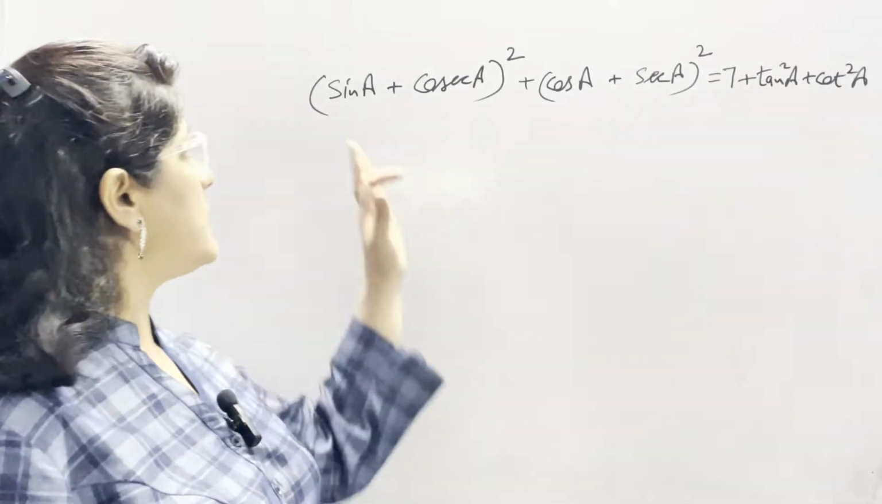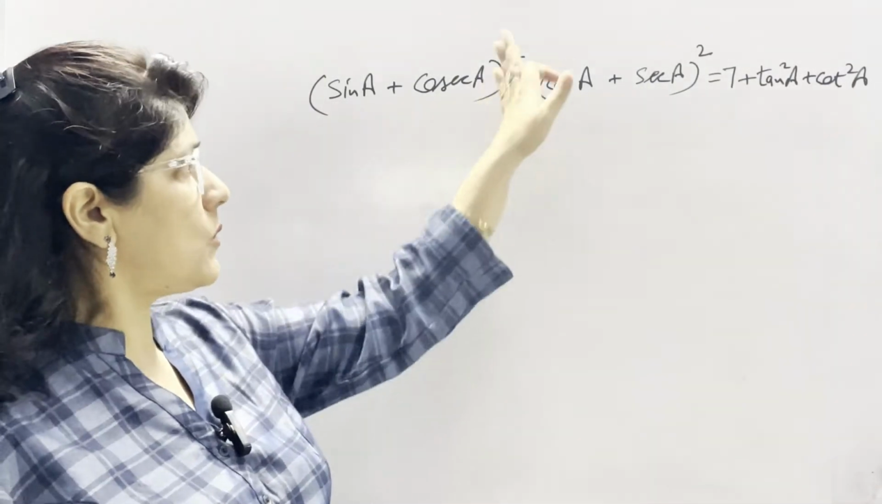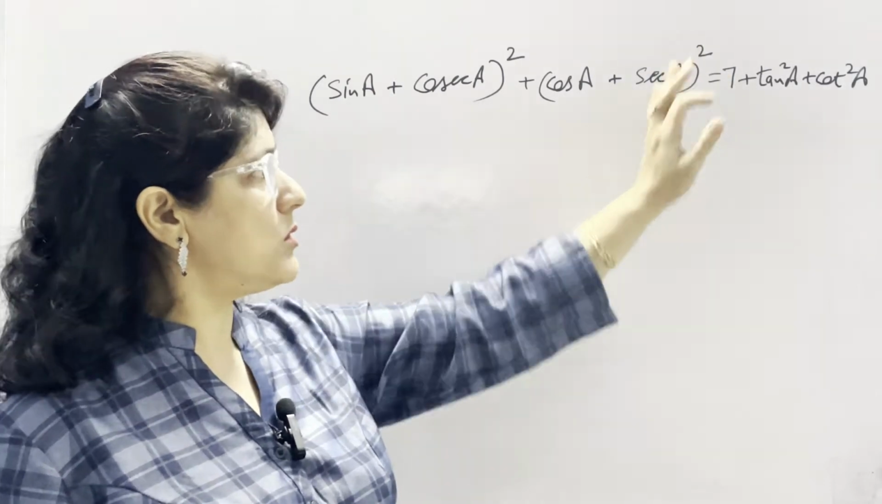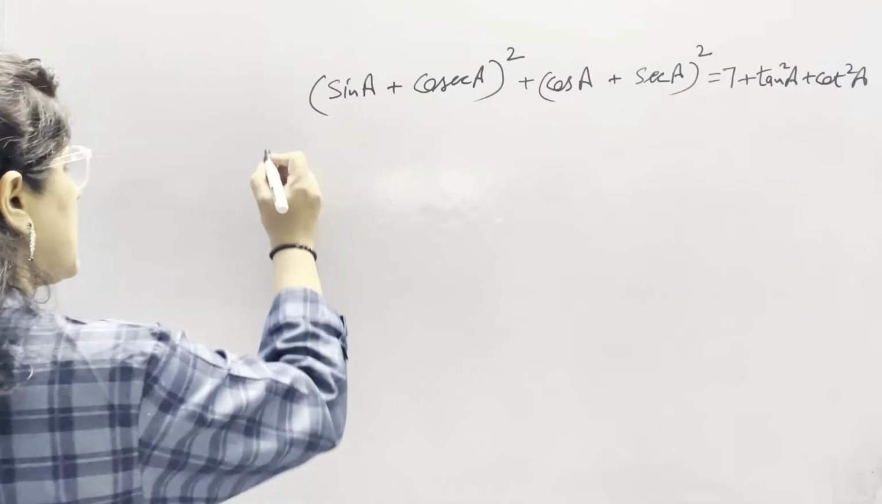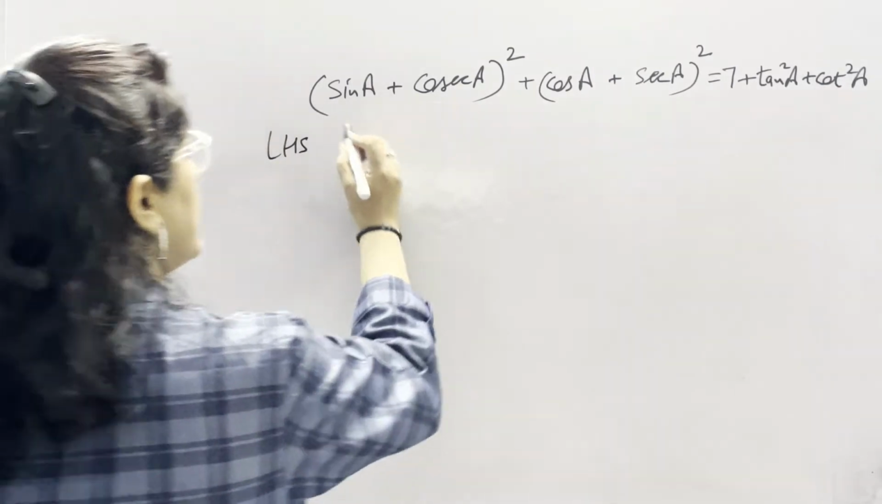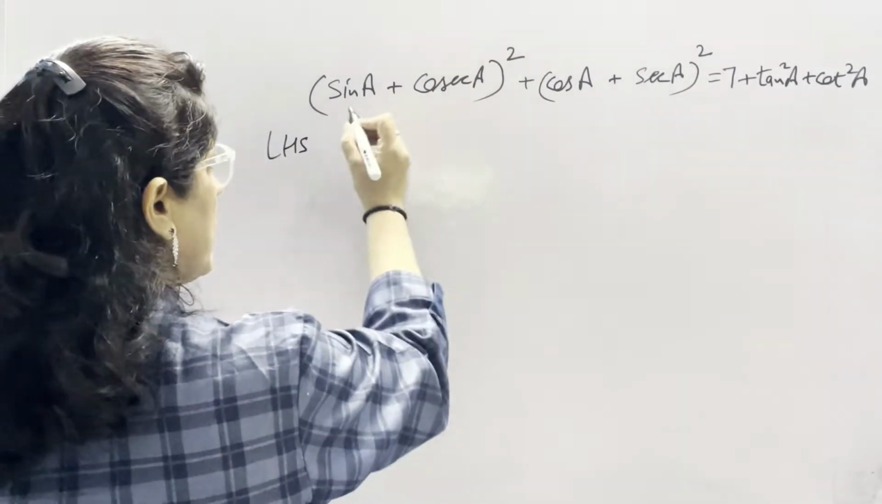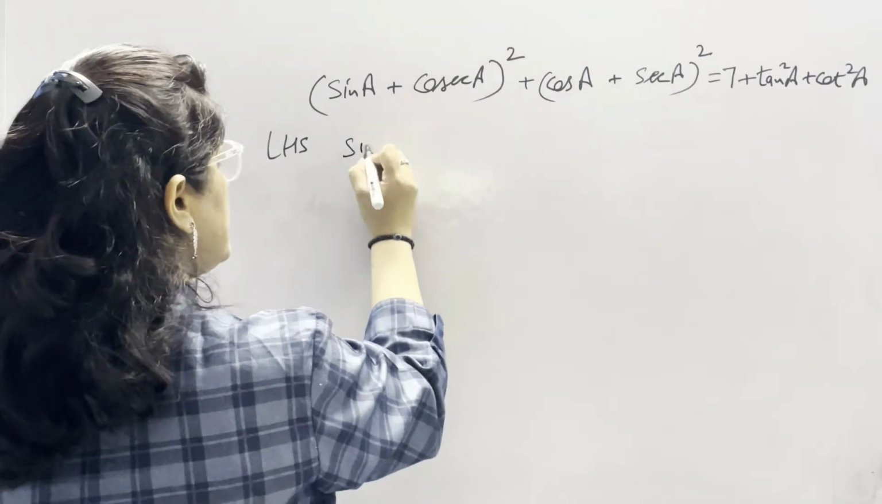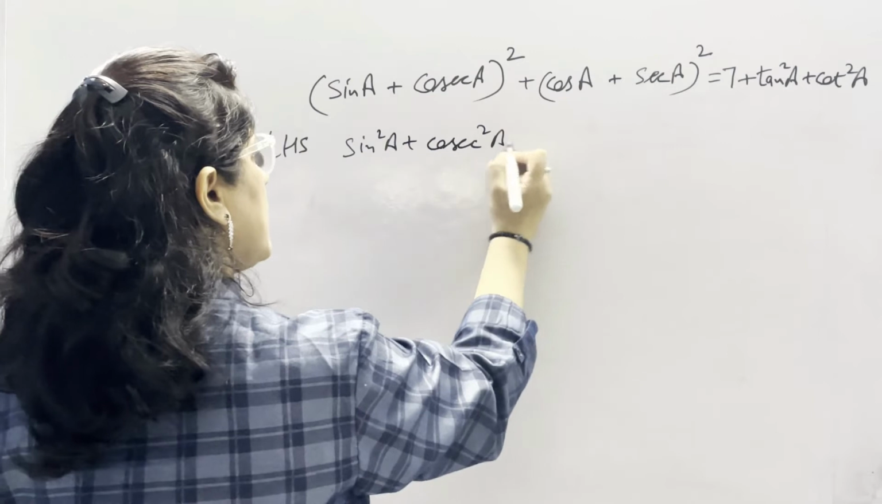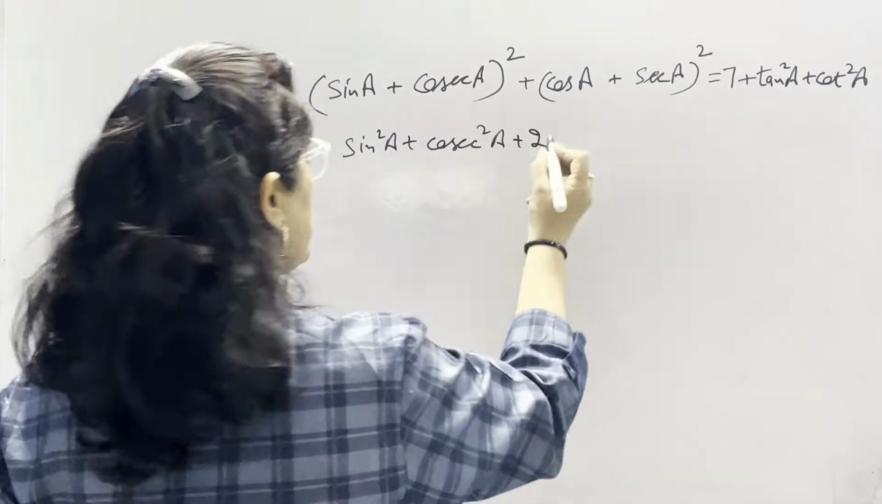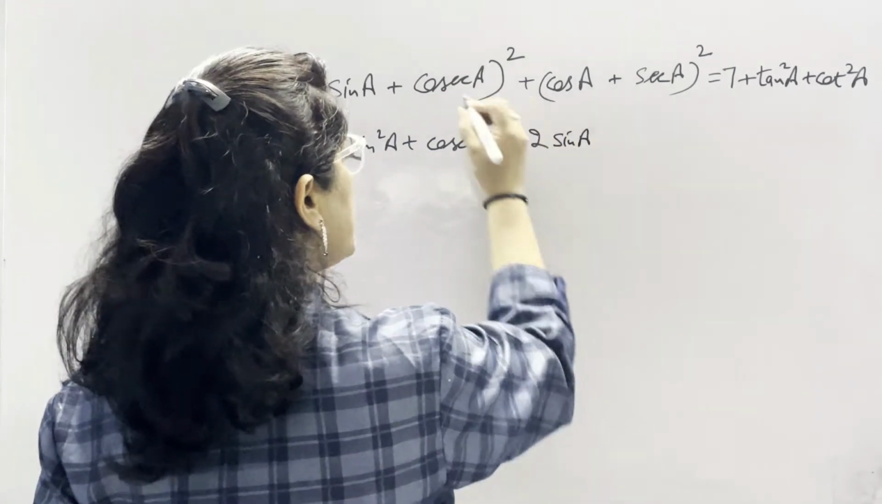Our next question is sin A plus cosec A whole square plus cos A plus sec A whole square is equal to 7 plus tan square A plus cot square A. We will start with LHS. Sin A plus cosec A whole square, A plus B whole square, it means A square plus B square plus 2AB. A is sin A and B is cosec A.